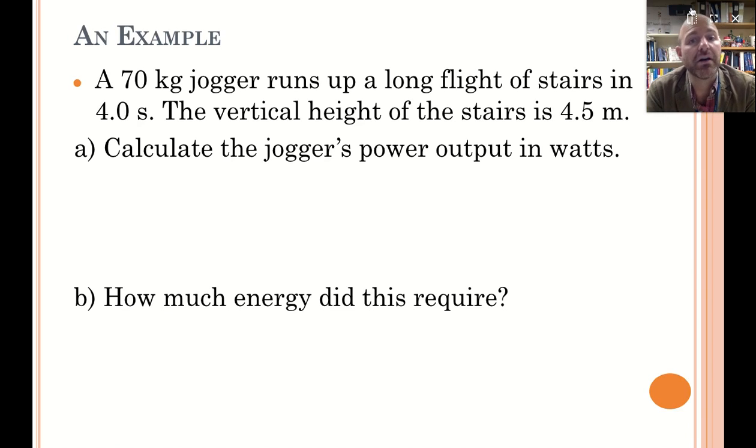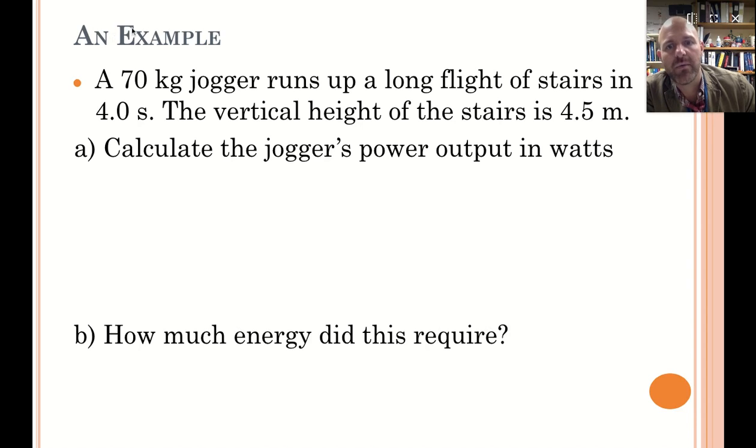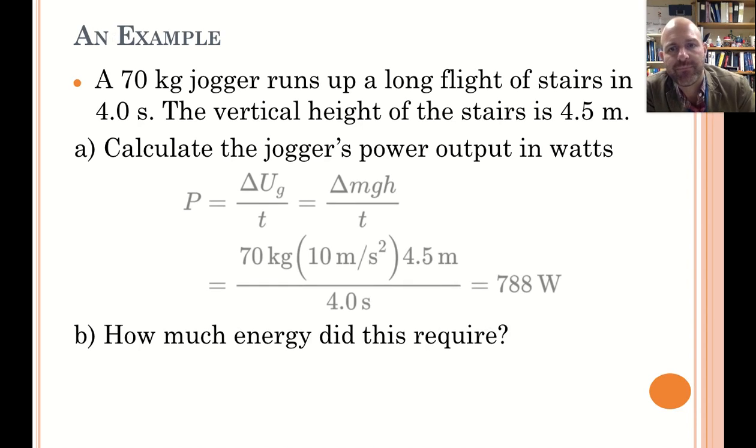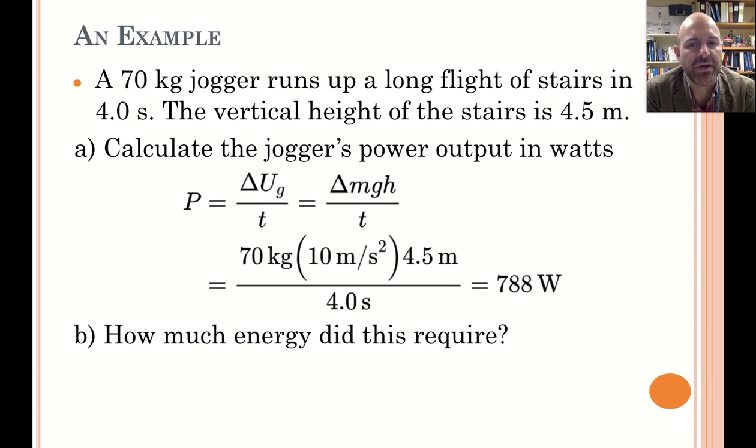A 70-kilogram jogger runs up a long flight of stairs in 4 seconds. Vertically, they go up 4.5 meters. How much power were they outputting? Well, the power is the change in potential energy in this case over time, and that gives us about 788 watts.